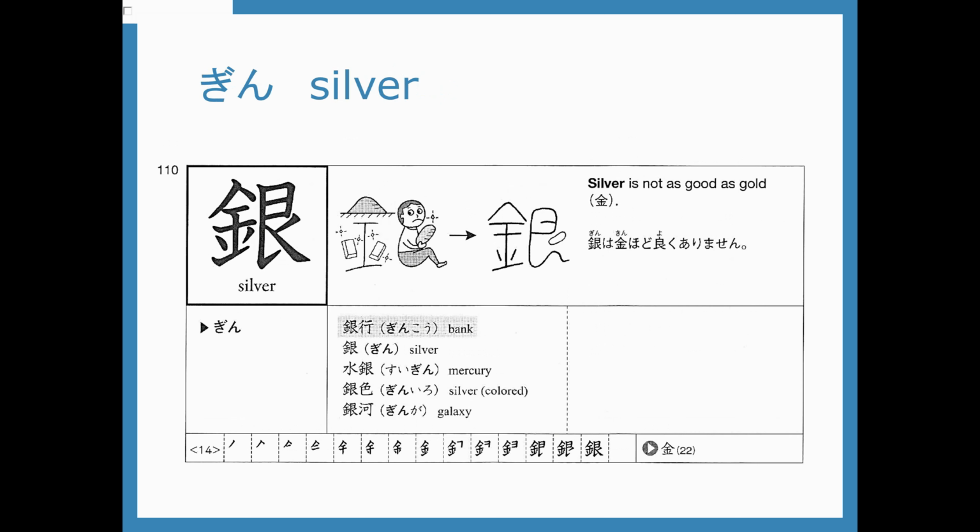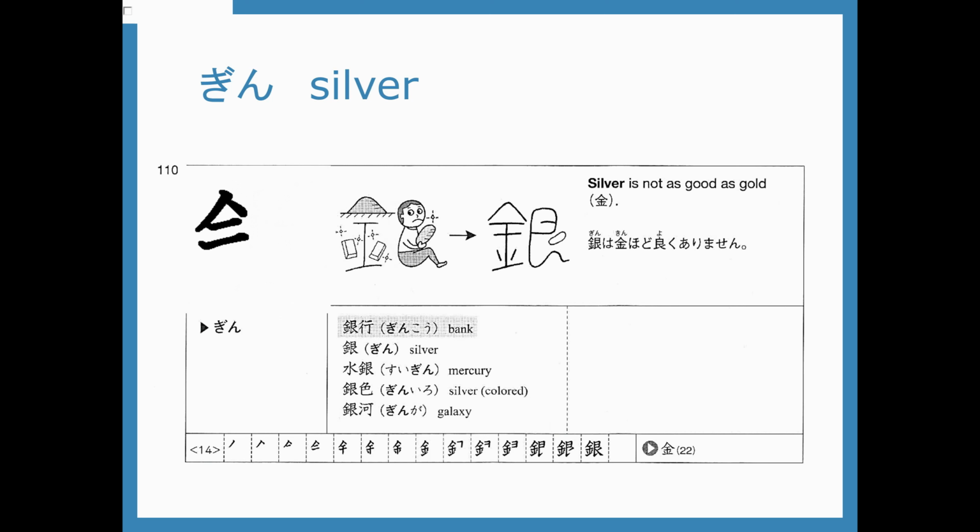Our next kanji is gin. This is the gin from ginko, the bank. On the left, we can see the part of the kanji that means gold. The part that means gold tells us that it's related to metal in some way.